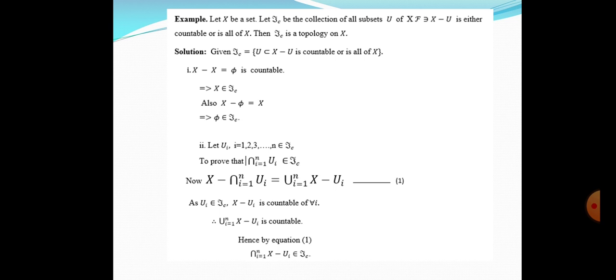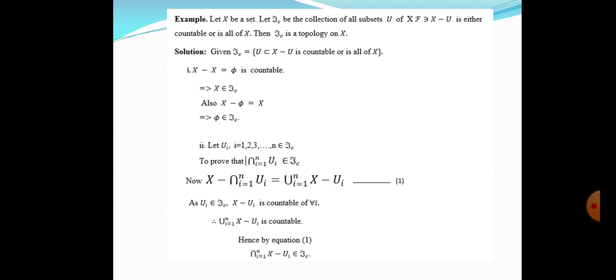What you have to verify? That these three properties are satisfied. The first property is that empty set and X belong to tau. Next, the union of the elements of any subcollection of tau is in tau. The third property is that the intersection of the elements of any finite subcollection of tau is in tau. First, verify the first property, that empty set and X are in tau.